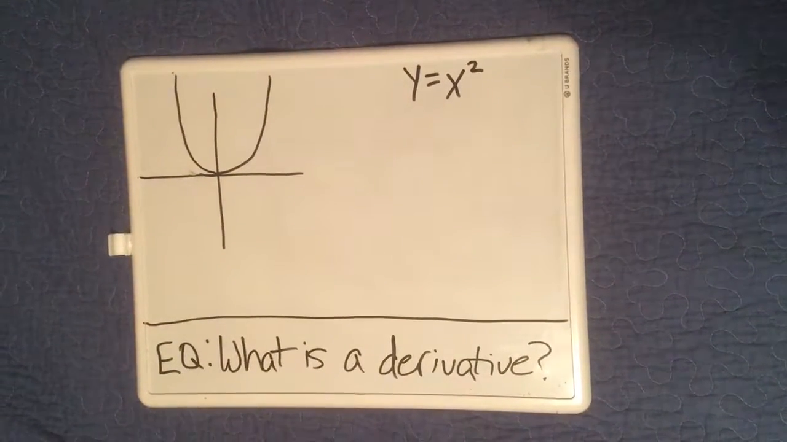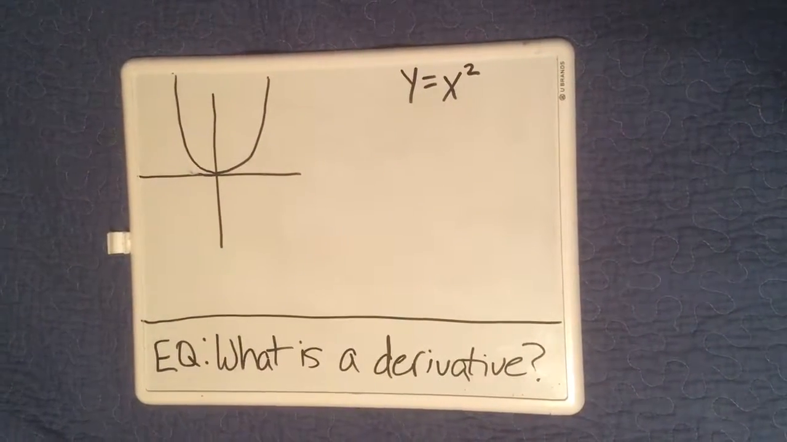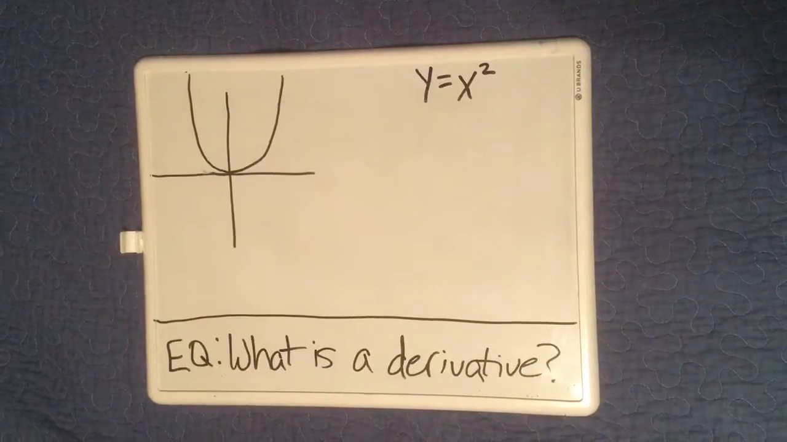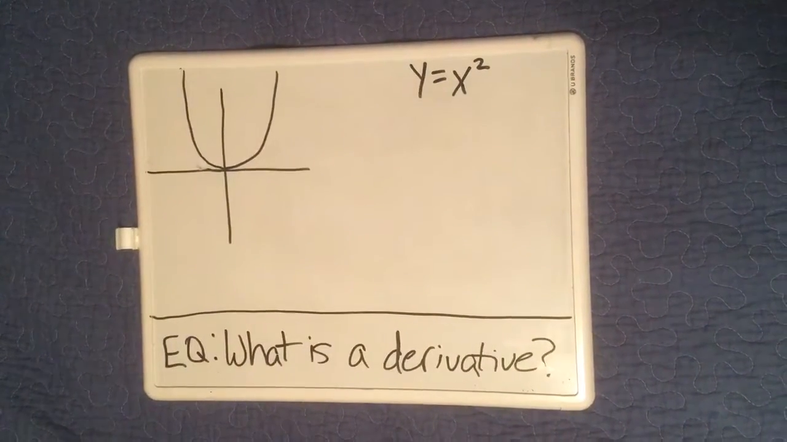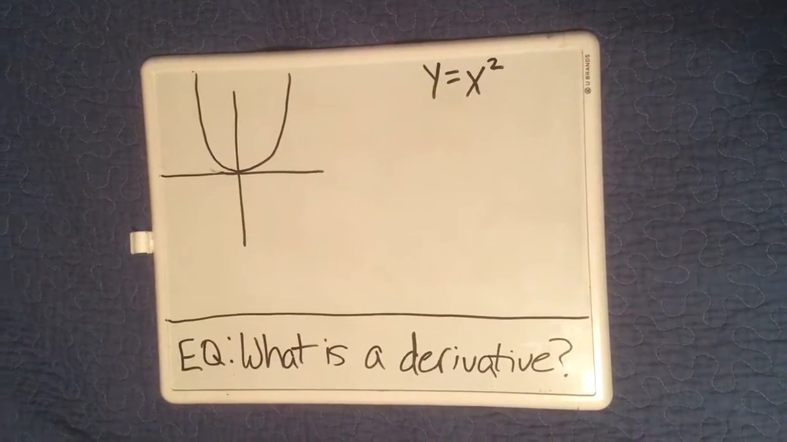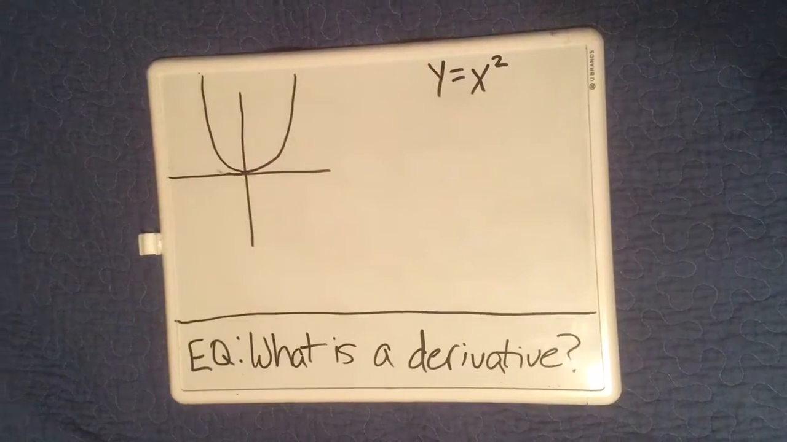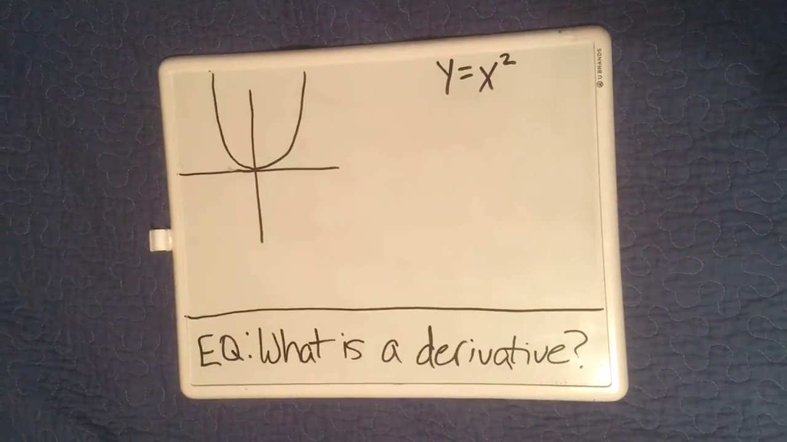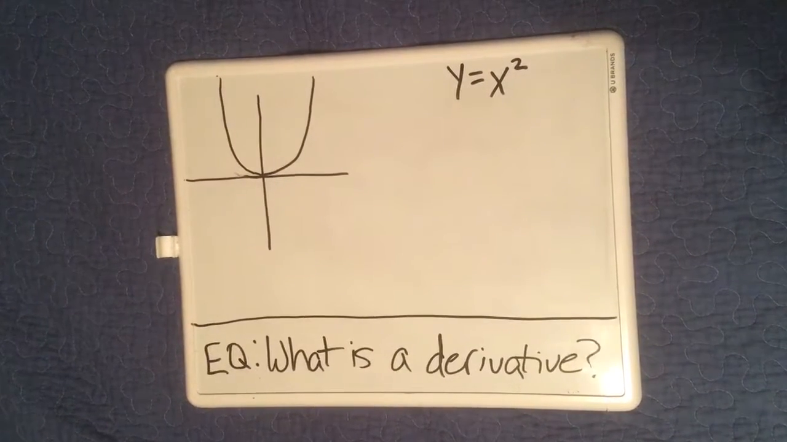Alright, so we're going to be answering the essential question, what is a derivative? And the derivative is best defined as the slope of any line at any given point. So tonight we're going to look at the example of the line y equals x squared, which I've already given a rough little sketch of.